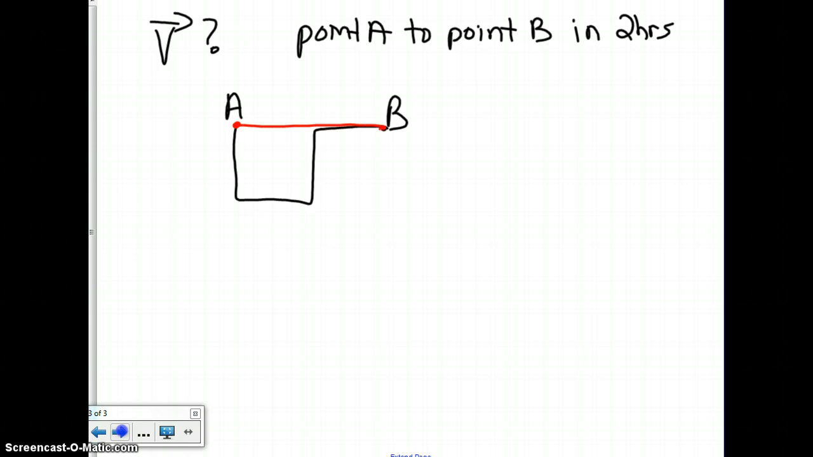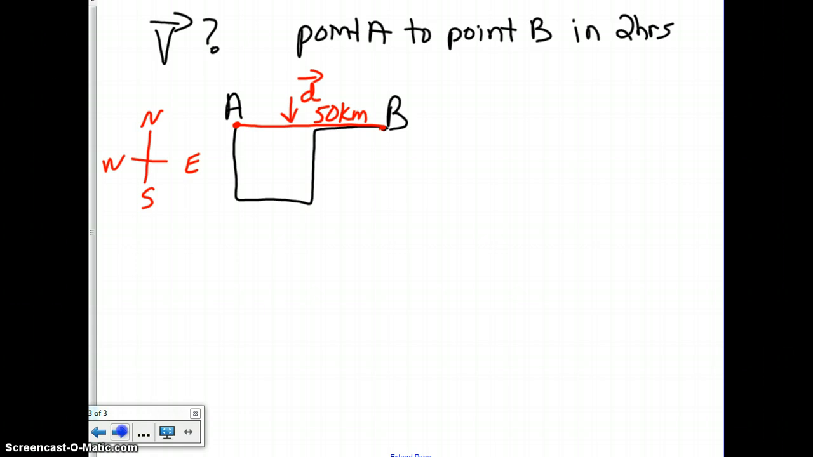So the red line here indicates our displacement. We would need to know that distance as well as the direction. Let's use this as our compass rose. So we know our direction is east, and let's just say that this is 50 kilometers, the distance from A to B, or the displacement from A to B.